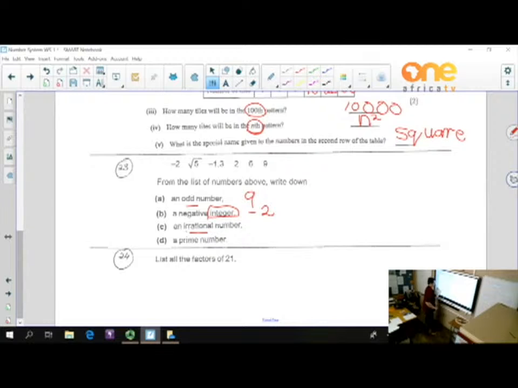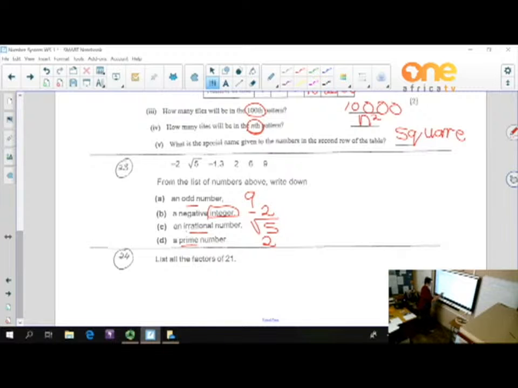Irrational, again, rational, I can write it as a fraction. Irrational means I have to round it off. And it's usually this one, the square root or pi. They are examples of irrational numbers. And here they're asking us a prime number again. If we look there, the only prime number is 2. The prime number is 2.